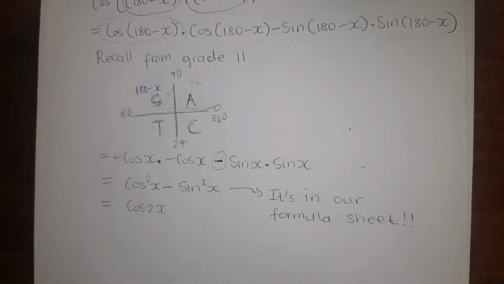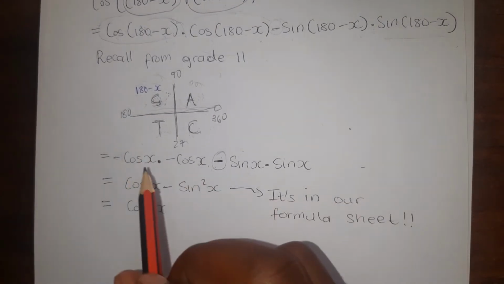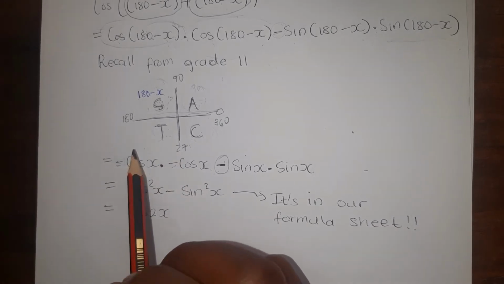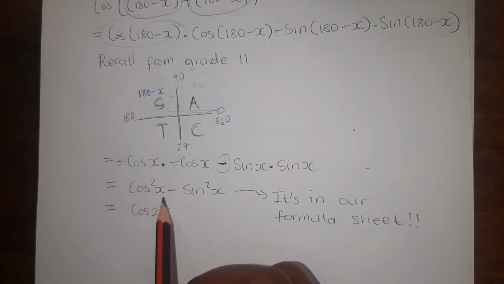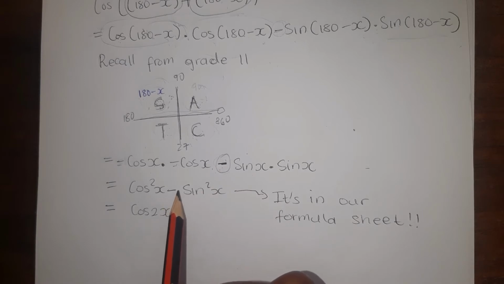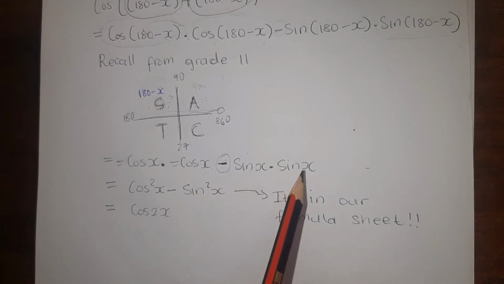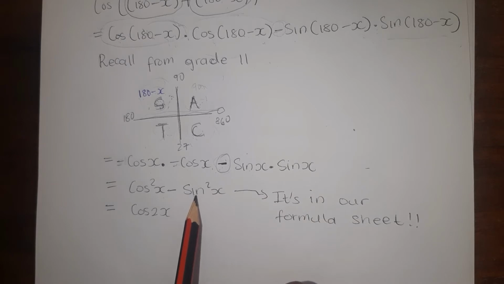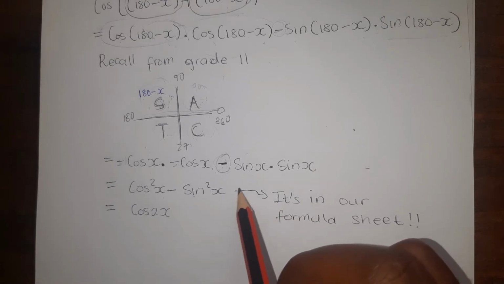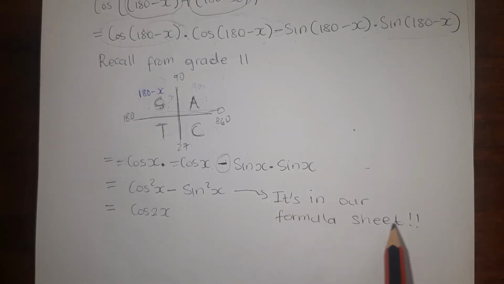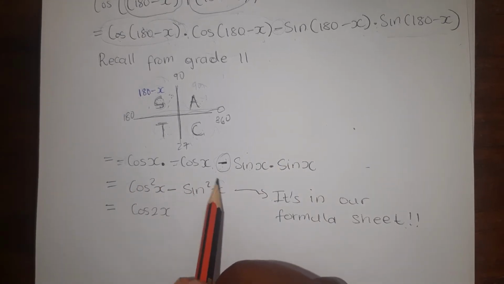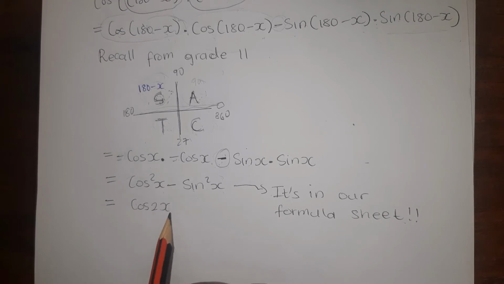And then we'll end up with negative and negative. When we times them together, they give you positive. So we'll get positive cos squared x and minus of the formula, and then sine x times sine x, we get sine squared x. Okay, this is in our formula sheet. So in our formula sheet, this is equal to cos 2x.